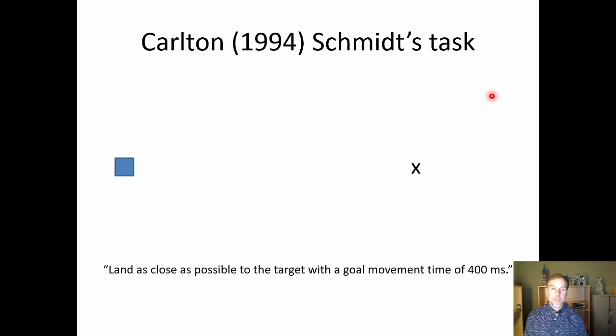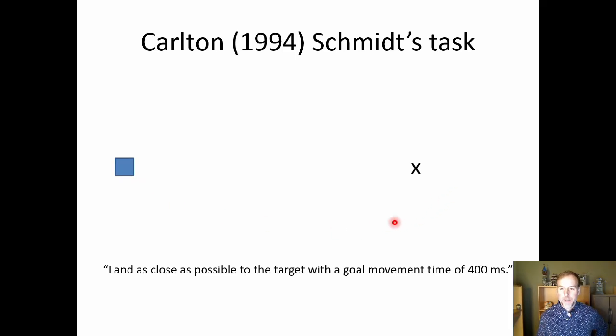This is an experiment by Carlton, a very well-designed experiment. I really enjoy this one. What he did is fairly straightforward. Participants would come in on the first day and just do one condition of a Schmidt's task. So for the participant, this was fairly straightforward. You don't have to do nine conditions, just one condition.